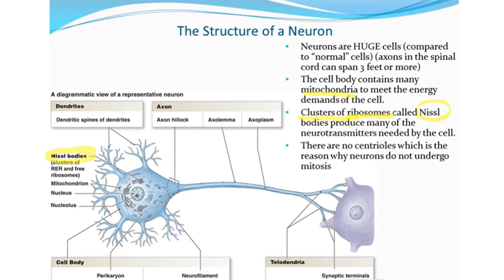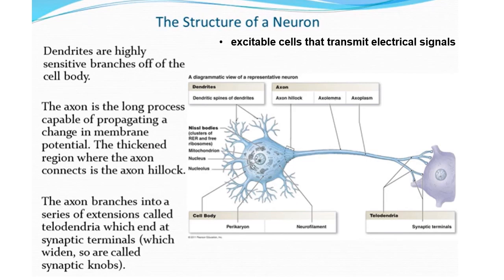Now, an interesting thing to remember about neurons, they don't divide. Since they don't divide, you're not going to find centrioles in the body. What are the centrioles used for? Mitosis, cell division. Centrioles are important for cell division. These guys don't divide, so what's the use of centrioles if they're going to be there? They're not going to be there. So neurons, basically, are excitable cells.